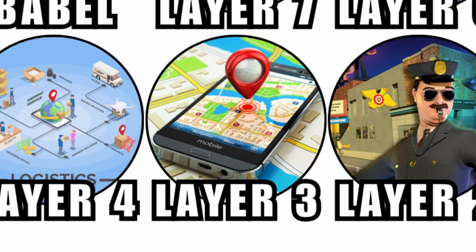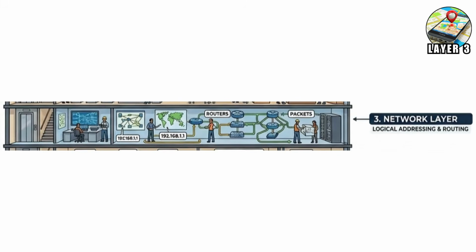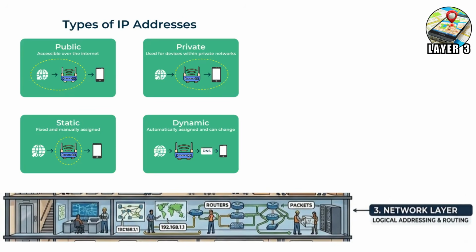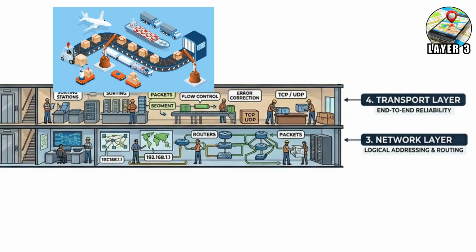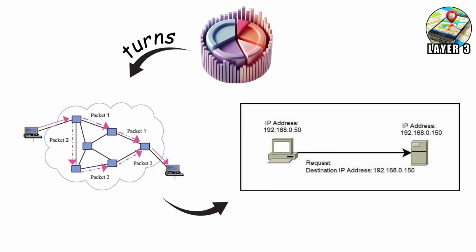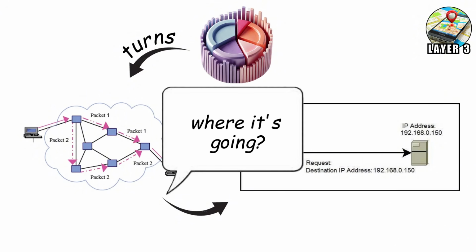Layer 3, the network layer, the GPS of the internet. We've descended to Layer 3, the network layer. This is where IP addresses live and where routers earn their keep. If Layer 4 is the logistics, Layer 3 is the GPS. It looks at the segments from above, turns them into packets, and slaps a destination address on them. It doesn't care what is in the packet, it just wants to know where it's going.